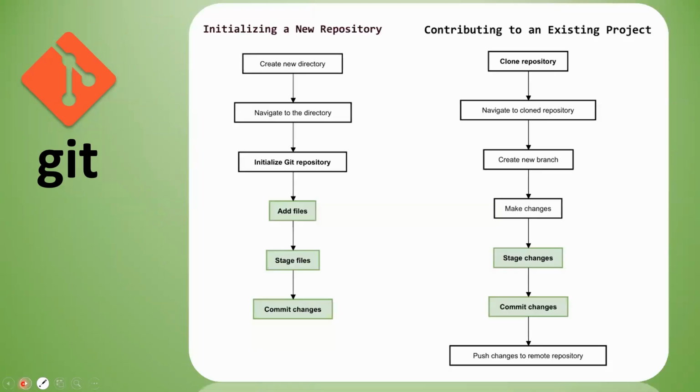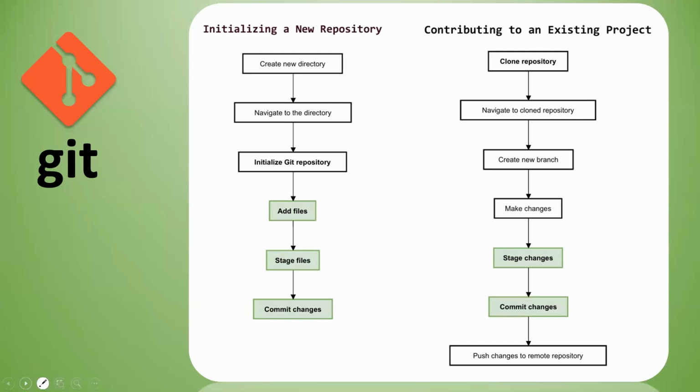Why do we need branches? Let's understand, especially for contributing to an existing project. As per the steps, you clone the repository, you go to the repository, and you create a new branch rather than working on the main branch. Then we will make the changes, stage them, and commit. The last step would be pushing to the remote repository. So this is the main one: you are pushing to the remote repository with the new branch details.